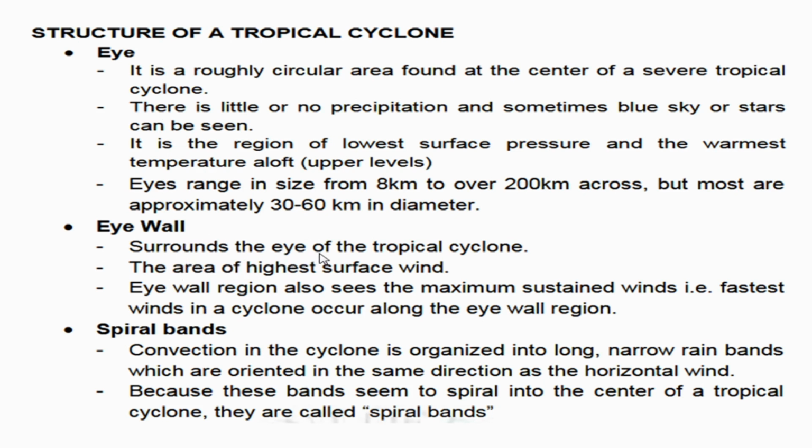After the eye, there is the eye wall. The eye wall surrounds the eye of the tropical cyclone, the area of highest surface wind. The eye wall region also sees the maximum sustained wind. In other words, the fastest wind in the cyclone occurs along the eye wall region. The next is spiral bands. Convection in the cyclone is organized into long, narrow rain bands which are oriented in the same direction as the horizontal wind. Because these bands seem to spiral into the center of a tropical cyclone, they are called spiral bands.